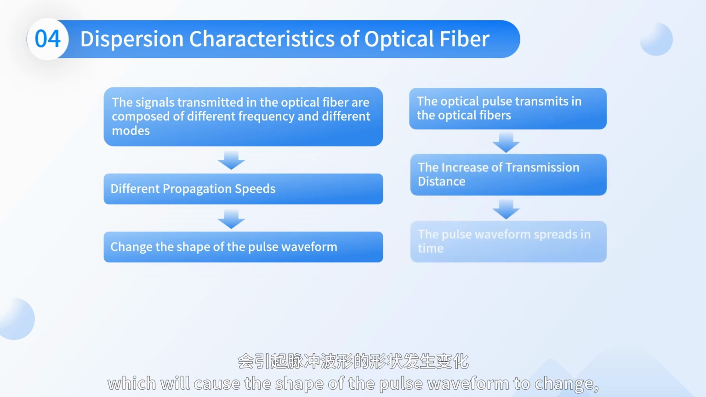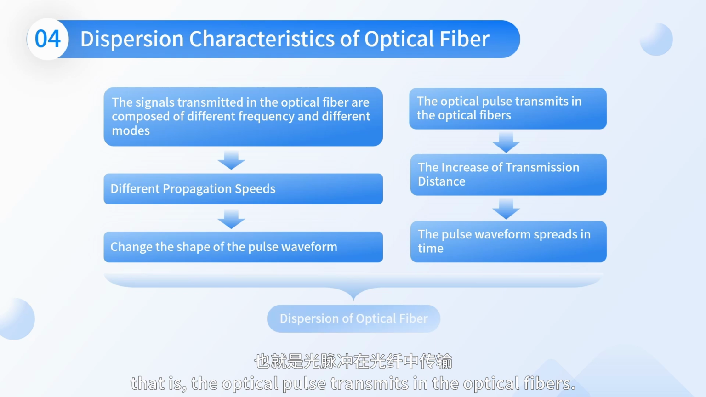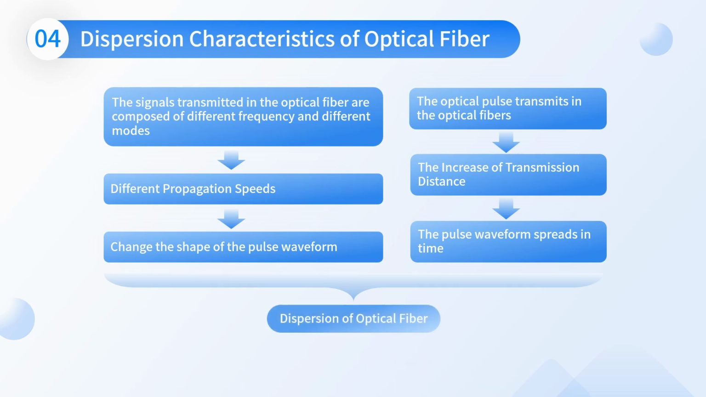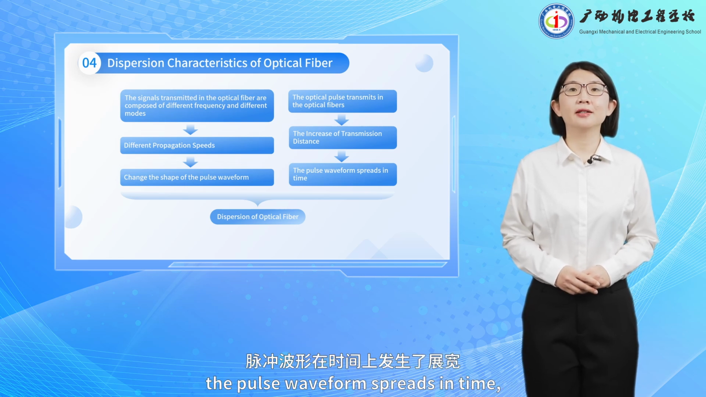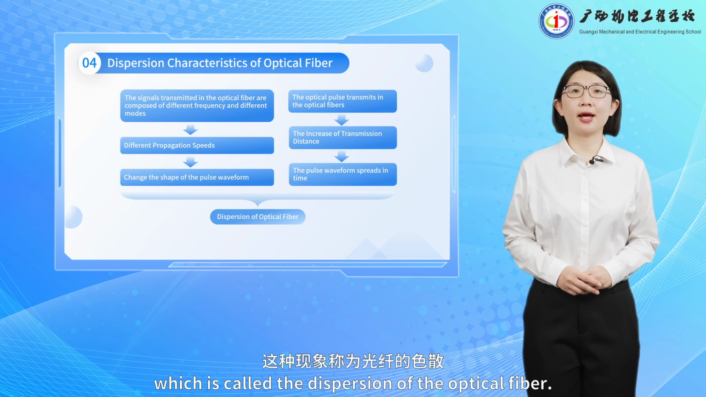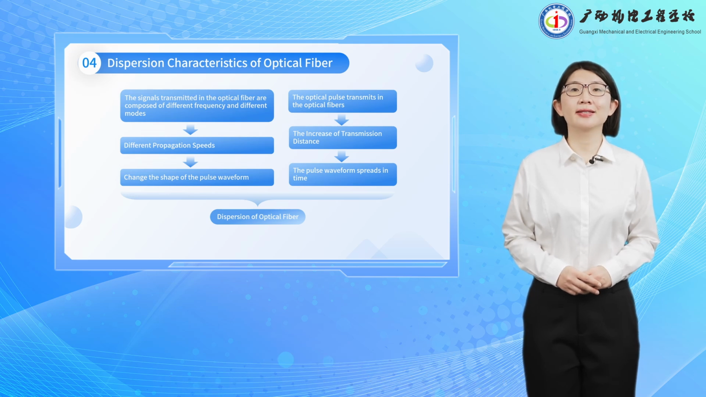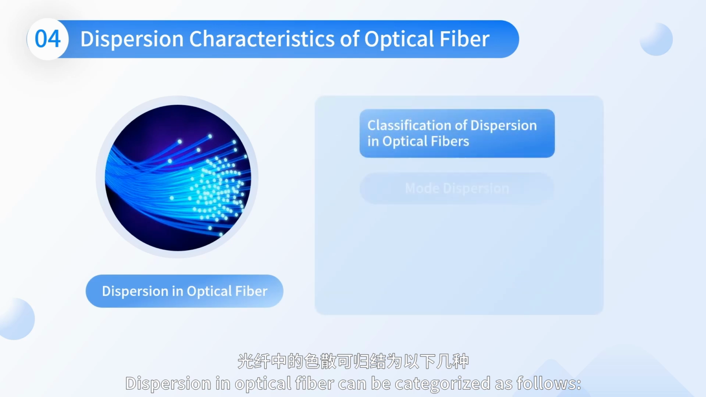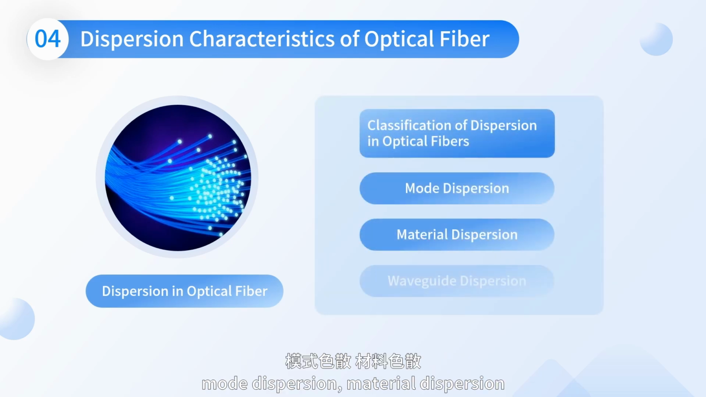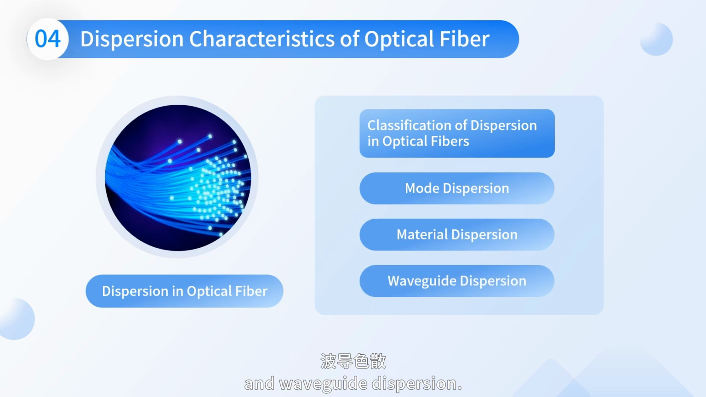which will cause the shape of the pulse waveform to change, that is, the optical pulse transmits in the optical fibers. With the increase of transmission distance, the pulse waveform spreads in time, which is called the dispersion of the optical fiber. Dispersion in optical fiber can be categorized as follows: mode dispersion, material dispersion, and waveguide dispersion.